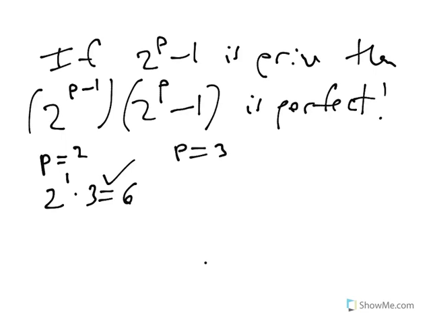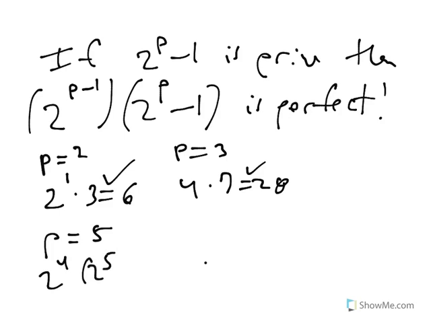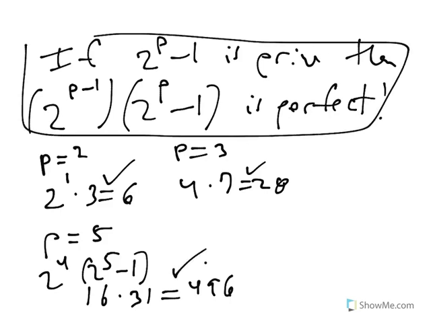When p equals 3, 2 to the p minus 1 is 2 squared, which is 4, but 2 to the p minus 1 is 7, which is a prime, so we get 28. And 5 is the next one that works. If you put 5 in for p, you get 2 to the 4th times 2 to the 5th minus 1, which is 16 times 31, which is 496, the next perfect number. So there's our theorem. And that theorem can be proved surprisingly easily.